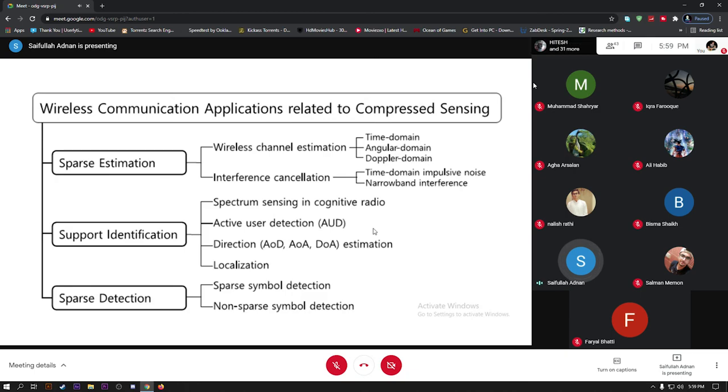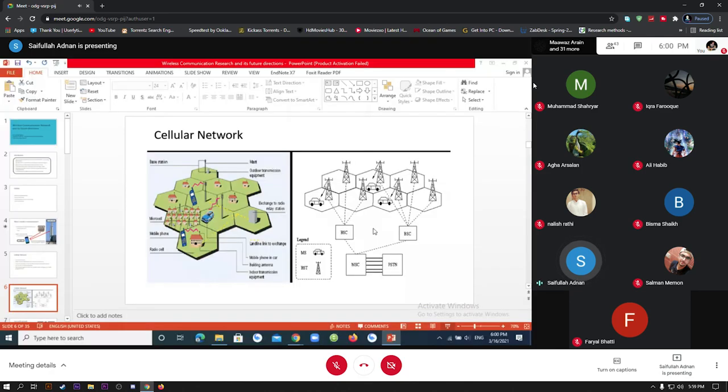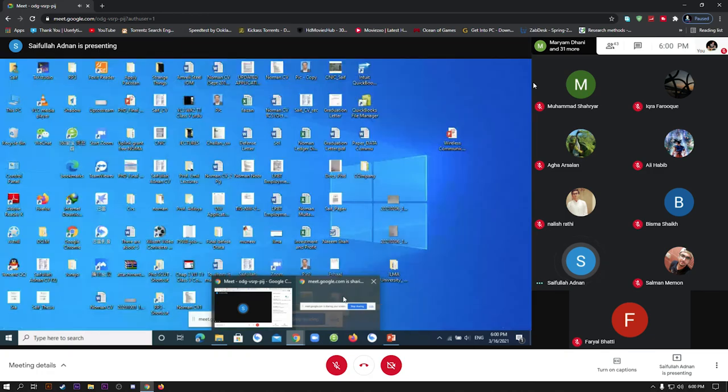Maybe in the next session, if it is possible to arrange, I can give you a more detailed explanation of compressed sensing, how it can be used in several aspects of wireless communication, and how important it is. Actually, this session is only an overview of future directions. If you want to do research, maybe you can read about what compressed sensing is and how it is applicable to wireless communication technology. So thank you so much. If anyone has any questions, feel free to ask me.